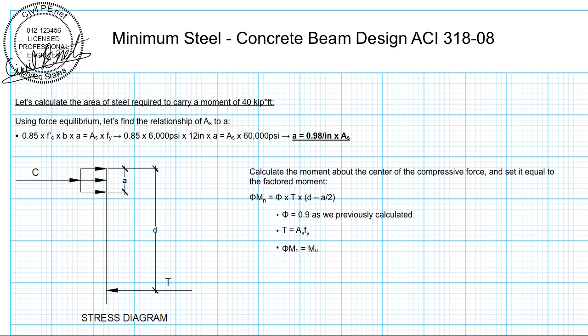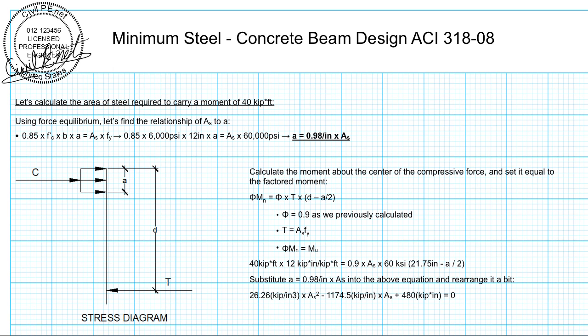So we know that phi Mn is equal to phi times the tension force. We're once again taking our moments about the center of this compression force. So phi Mn is equal to phi times the tension force T times the overall depth minus a over 2. That's the moment arm right there. Now let's set phi Mn equal to Mu. So we get 40 kip-feet, and I put in 12 kip-inches per kip-foot to convert from kip-feet to kip-inches to make sure all our units correlate correctly.